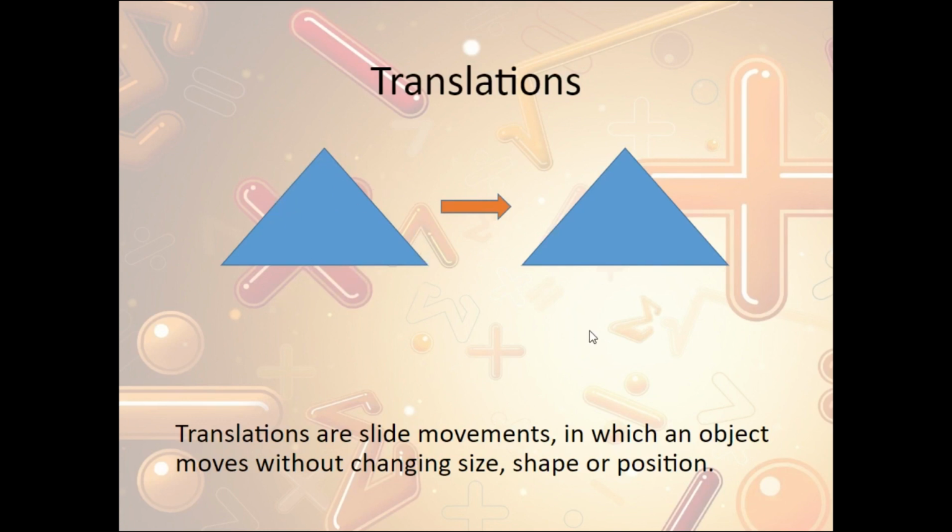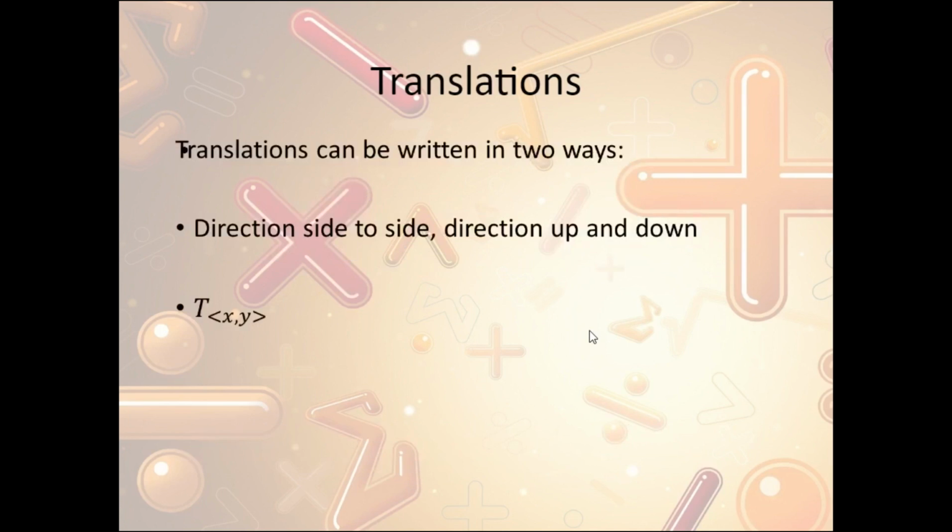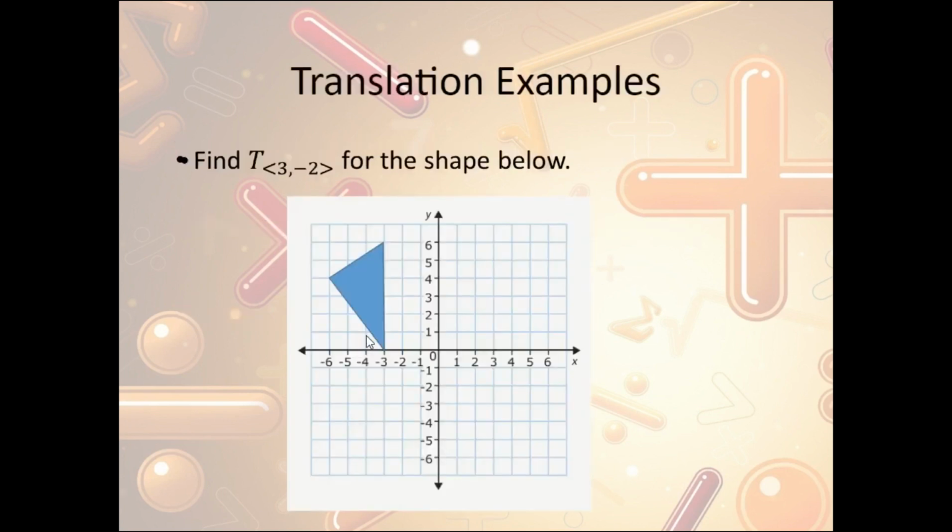It just slides around. So there are two ways that translations can be written. We could write it as a direction, side to side and up and down. So we could say we're going to move to the right 6 units and then down 4 units. Or we could write it this way: T, and then these little carets here, and then x, y. X represents the change in the x, so the side-to-side movement, and the y represents the y movement, so the up and down movement.